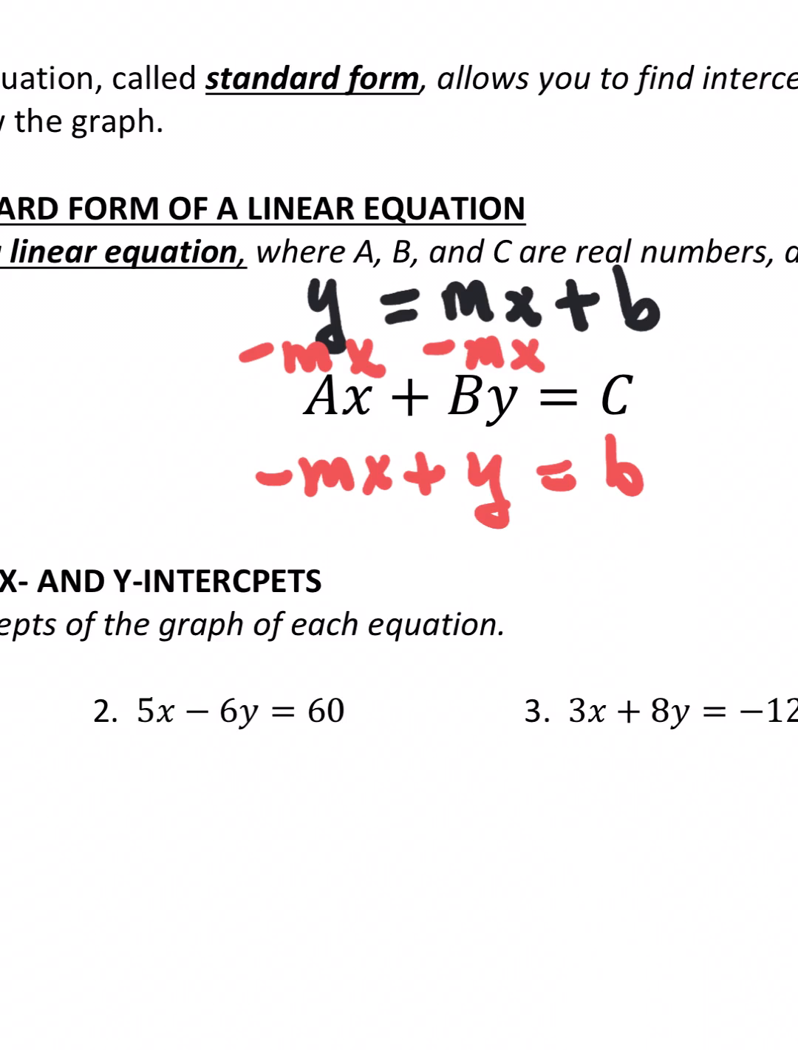So instead of seeing y equals mx plus b, you're seeing the x and y terms on the left, and you're seeing a whole number on the right. Well, it doesn't have to be a whole number, of course it could be a decimal, but you're seeing a number, a constant on the right. So that's all that's happened. This form is not very useful, but it does have some things that you can do with it.